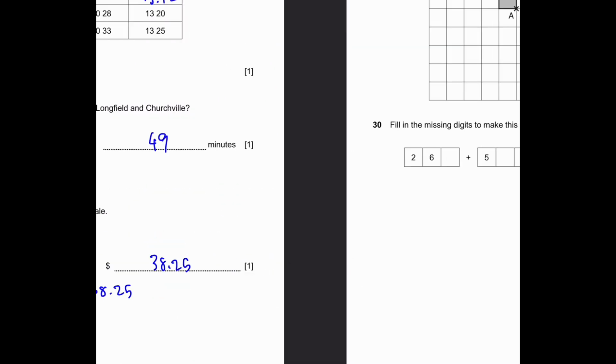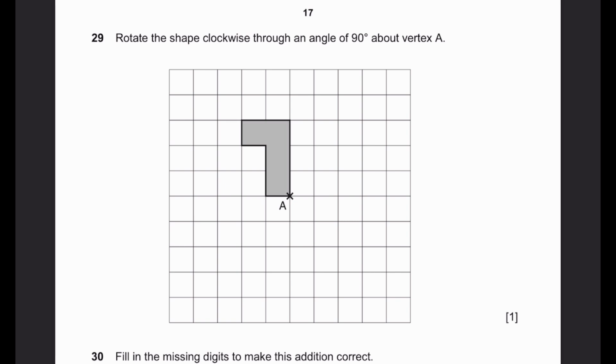Now let's go to question 29. Rotate the shape clockwise to an angle of 90 degrees about vertex A. So we go clockwise, 90 degrees. That means it should be something like this, because the corresponding points all stay in the same place, but move 90 degrees, rotated clockwise with respect to point A. So now this point over here is 3 units above. Now it becomes 3 units right. Similar to that, all the points are mapped like this, and the shape is drawn. That's the answer. Question 30.